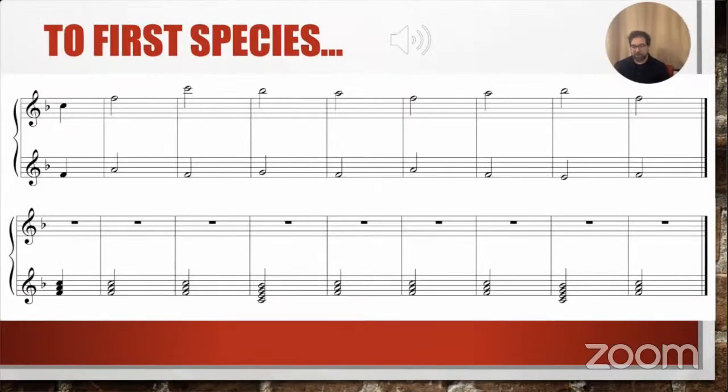So now we move on to first species. So in first species, what you have is a note against note relationship. Notice how in every measure, including this one, these are all one-to-one relationships. So these are actually first species examples. This is a first species counterpoint.